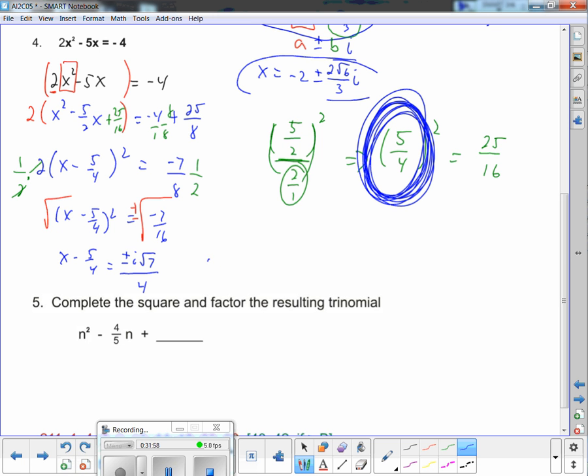Let's add a positive 5 fourths to both sides. Put your plus or minus, your square root of 7 over 4, and then your i goes across from the fraction bar. x equals 5 fourths plus or minus the square root of 7 over 4i. 2 answers, all written in one. It's a work of art.